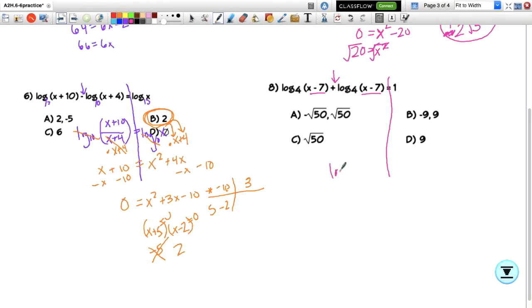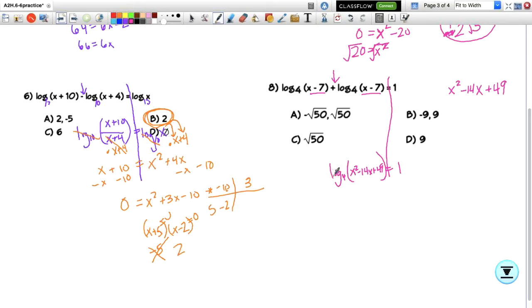So I'm going to end up with a log base 4. This is going to become x times x is x squared. X times negative 7 is negative 7x. Negative 7 times x is going to be another negative 7, so negative 14x. And then 7 times 7 is positive 49. So I'm going to have this whole chunk right here. X squared minus 14x plus 49 equals 1.